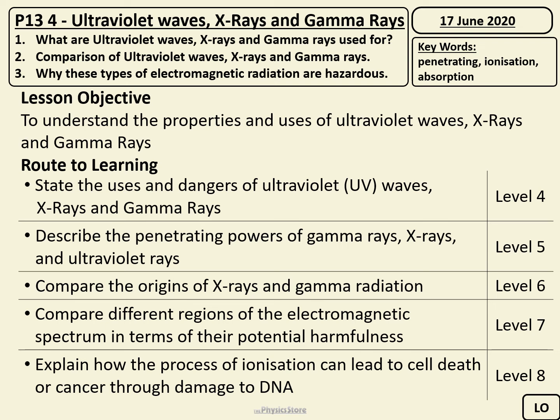So, for Grade 4, you need to state the uses and dangers of ultraviolet waves, X-rays and gamma rays. Grade 5, describe the penetrating powers of gamma rays, X-rays and ultraviolet waves. Grade 6, compare the origins of X-rays and gamma radiation. Grade 7, compare different regions of the electromagnetic spectrum in terms of their potential harmfulness. In Grade 8, explain how the process of ionisation can lead to cell death or cancer through damage to DNA.